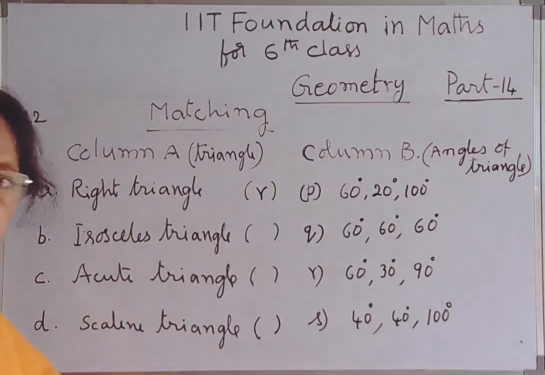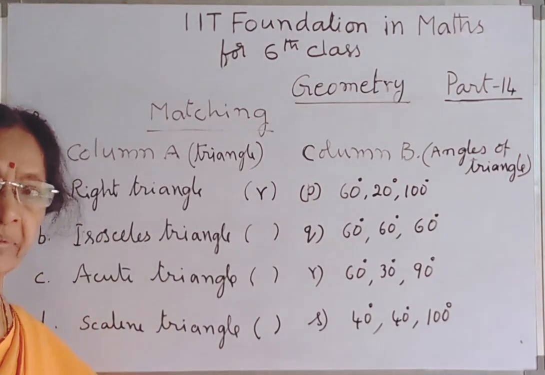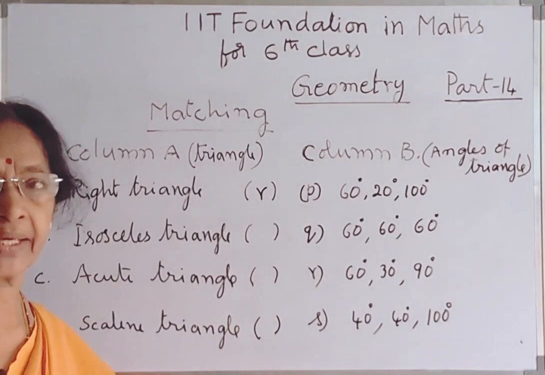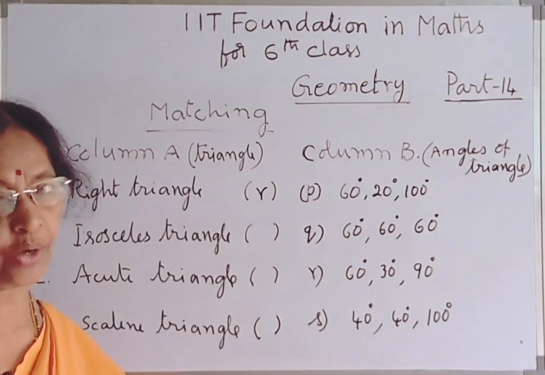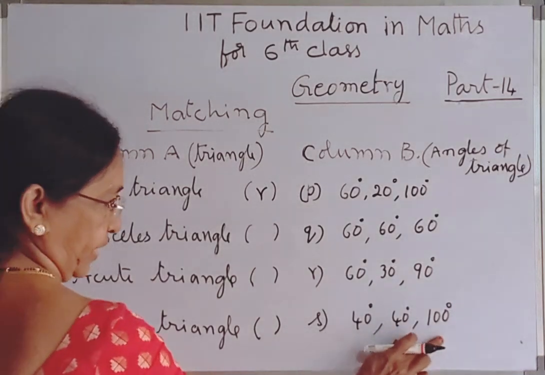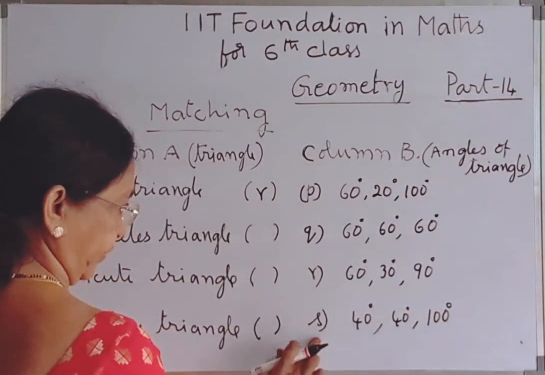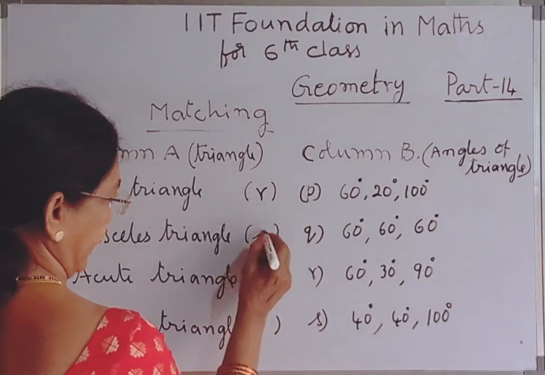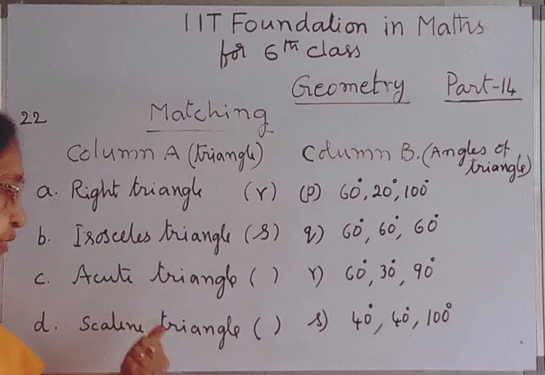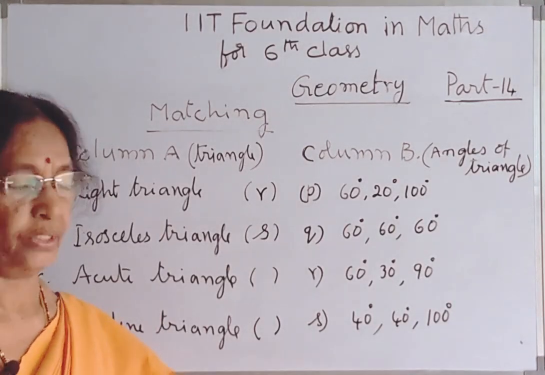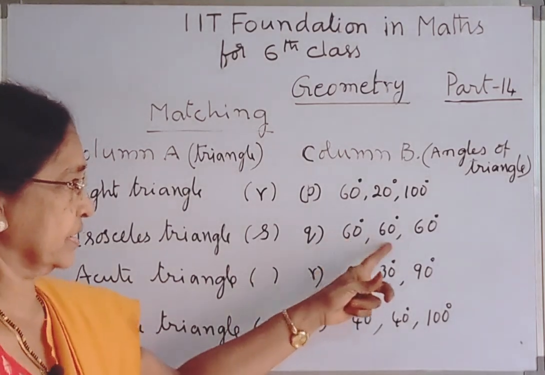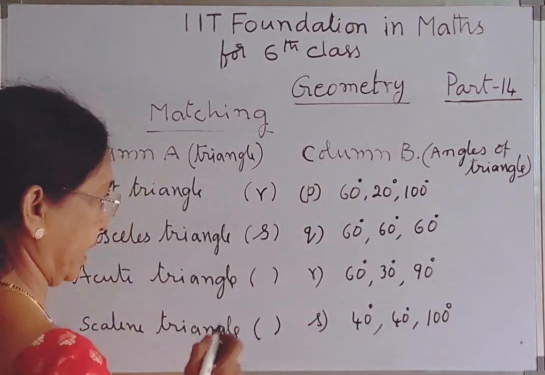Next one, isosceles triangle. Two angles must be equal. Isosceles triangle means a triangle in which two sides are equal. When two sides are equal, the angles opposite to the equal sides are equal. Therefore, two angles are equal. Here, 40, 40, 100. Two angles are equal. Therefore, it is an isosceles triangle. Next, acute triangle. A triangle in which all the three angles are acute is called an acute triangle. 60, 60, 60. It is an acute triangle.